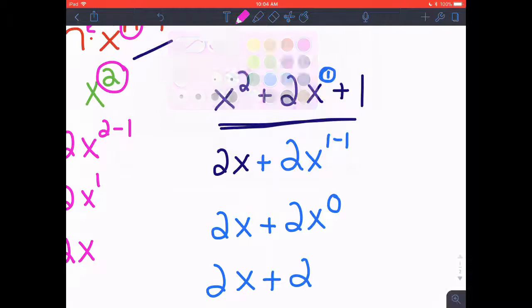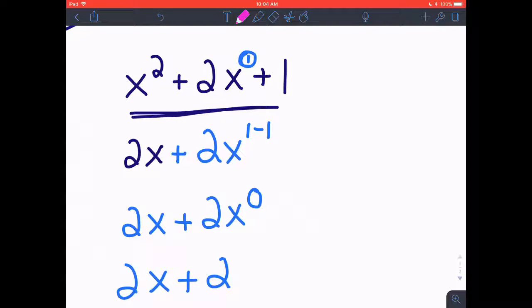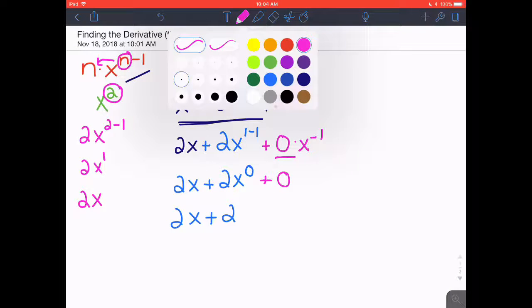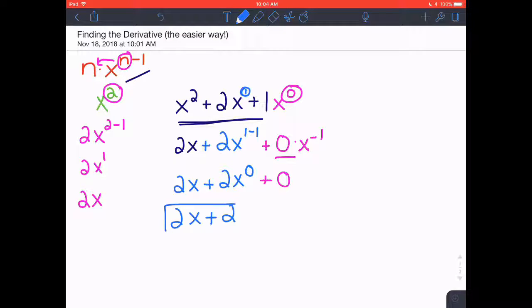And now for the 1, the derivative of 1, the derivative of any constant actually, is going to be 0, and I'll show you why. So the x in this case would have an exponent of 0, so n would be 0, because anything to the 0 power is 1, so it would be 1 times 1, which is just 1. Now, the n would go to the front, so it would be 0 times x to the negative first, but since it's 0, the derivative would just be 0, meaning that the derivatives of constants are 0. And so the final answer would be 2x plus 2.